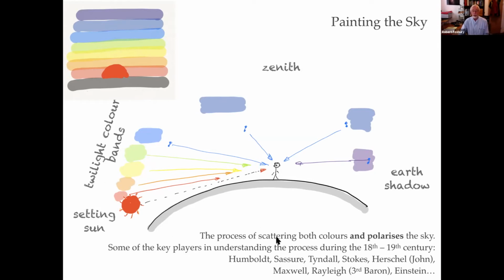I've already mentioned that the process of scattering these colors was a central topic in mid-19th century physics. I'm not saying anything about the polarization of light in the sky. You can have great fun by taking a sheet of Polaroid outside when there's a blue sky and twisting it around and seeing the light is highly polarized. I don't have time to go into that, but understanding that polarization was a very important factor in the understanding of what was going on in the sky. So let's forget about polarization for the moment and just think about color.